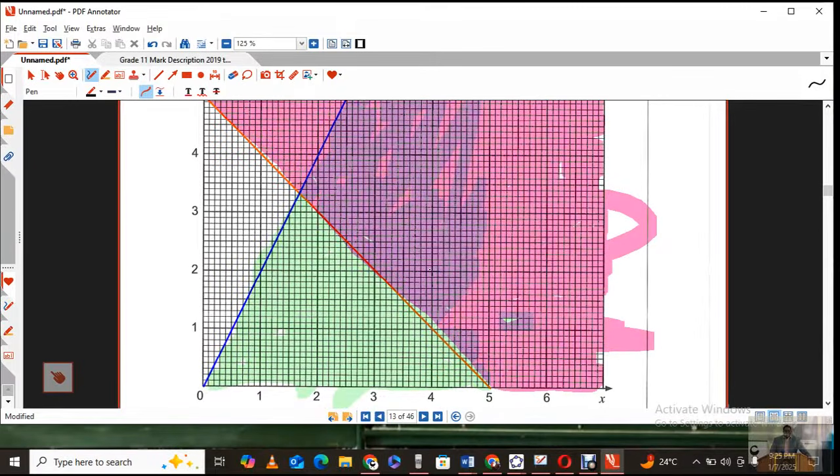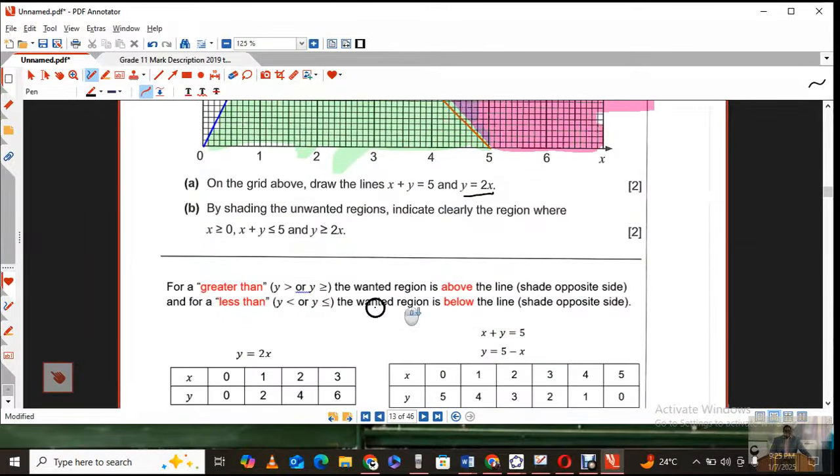Now, the shading comes, and this is important. If you look at the inequality, it says by shading the unwanted regions. Drawing those two lines, of course, gives you 2 marks. Now they say you must shade the unwanted regions and indicate clearly the region where x is greater than or equal to 0. Of course, that one is not necessary because it's on the other side if you were to do your shading.